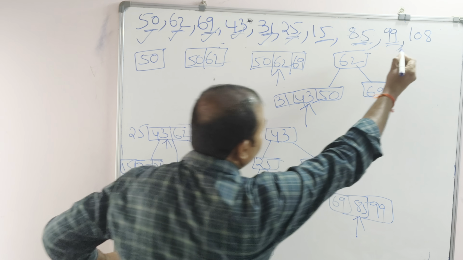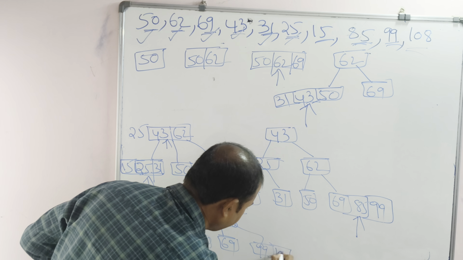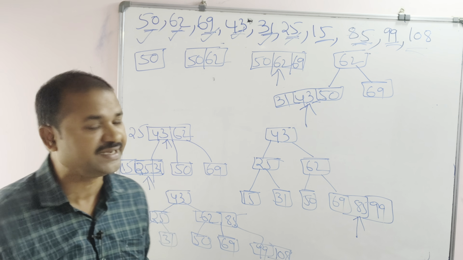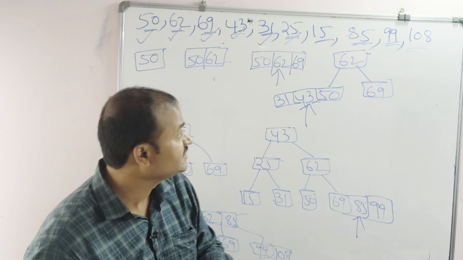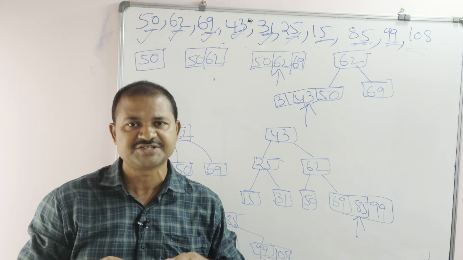And what is the last element? 108. So 108 is greater than 85, so we can write it here. So this is the final 2-3 tree after inserting these elements. So likewise we can solve any problem in the examination very easily.